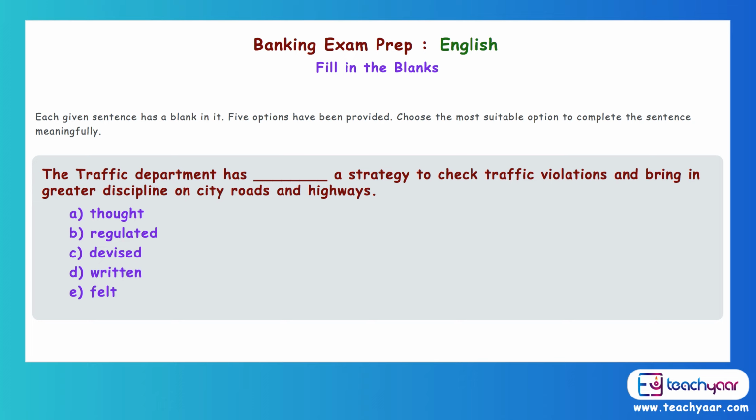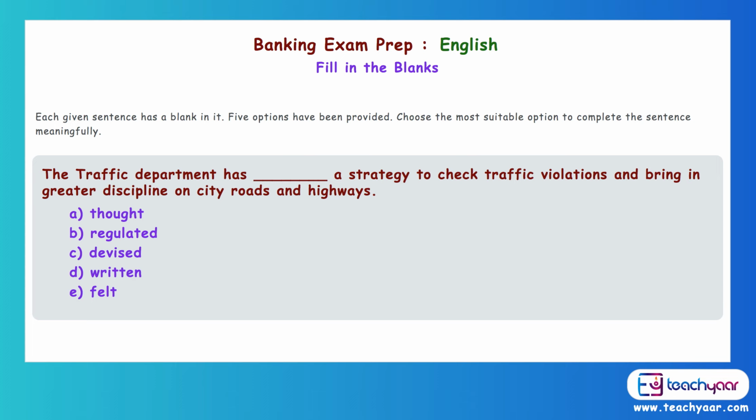What's the next one? Has written a strategy. And the last is has felt a strategy. Now here, if you read it carefully, you will know thought is not right. Regulated a strategy is not right. Devised, has devised. That means it is actually thought of, or it has framed a strategy, or it has formulated a strategy, devised. Written a strategy is okay, but as we have said, you have to choose the most suitable option. So you don't write a strategy, you devise a strategy.